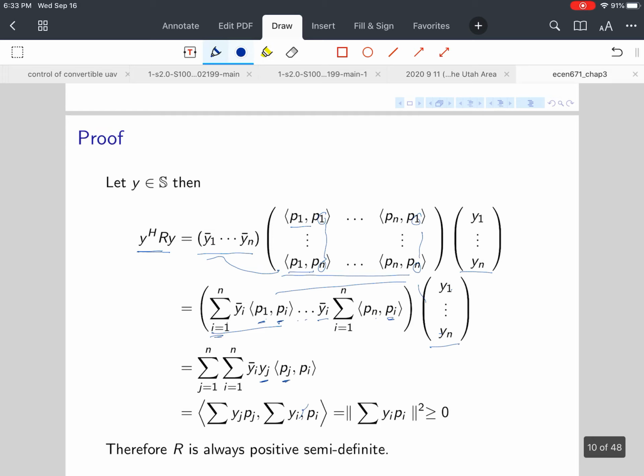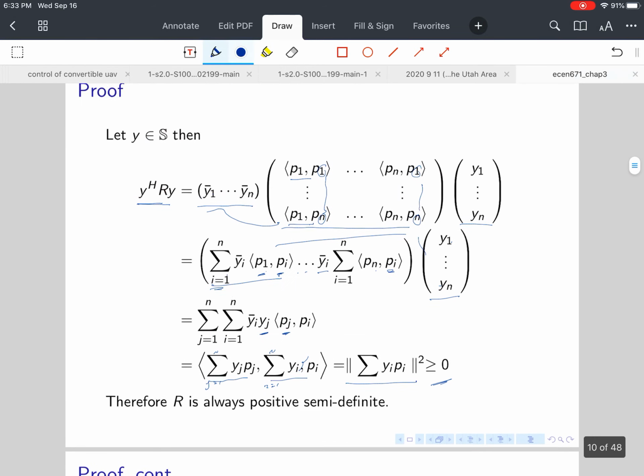And this, in fact, we could have written out as this vector yj up to pj with itself. This is j equals 1 to n, i equals 1 to n, and i and j are just dummy variables. So this is just going to be the norm of that vector squared. And of course the norm is always positive, so we've shown that in fact this is greater than or equal to 0. So R is always positive semi-definite.